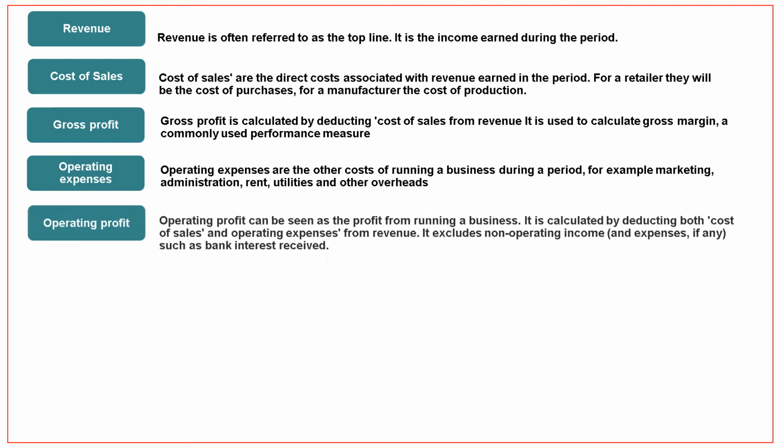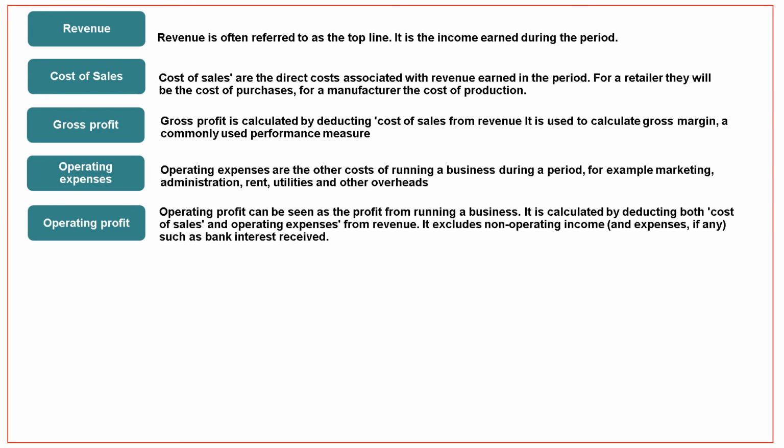Operating profit. Operating profit can be seen as the profit from running a business. It is calculated by deducting both cost of sales and operating expenses from revenue. It excludes non-operating income and expenses, if any, such as bank interest received.